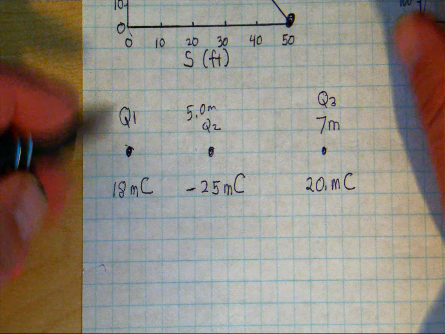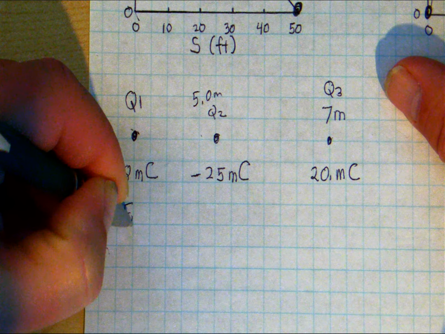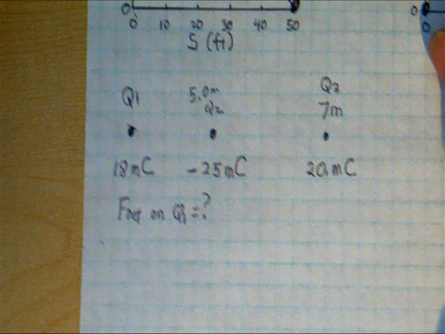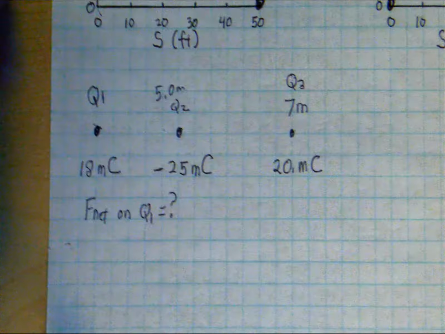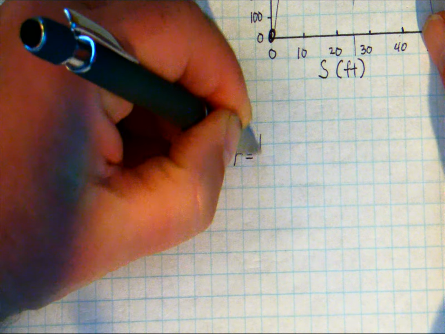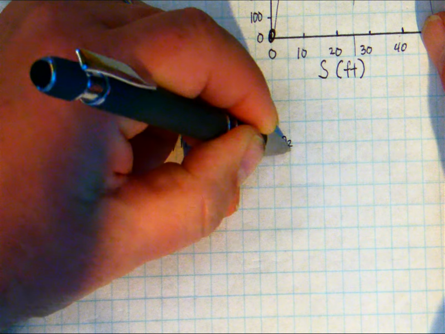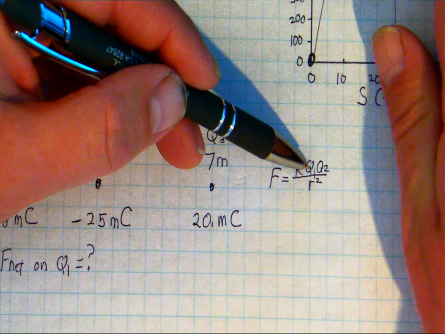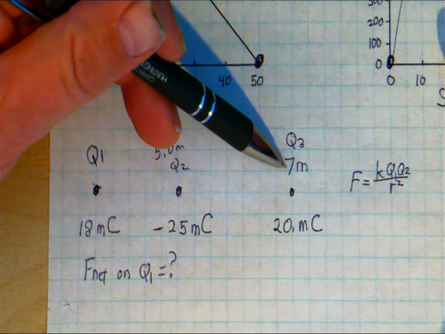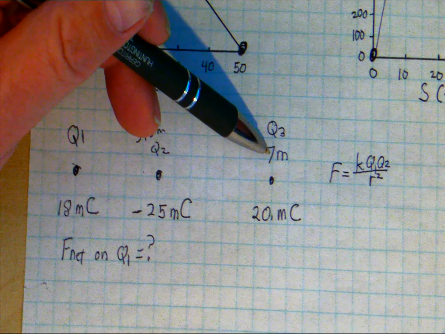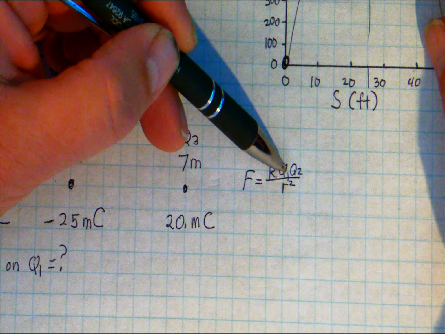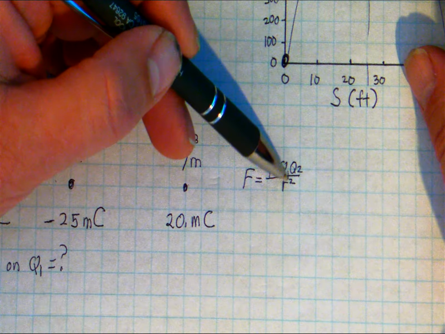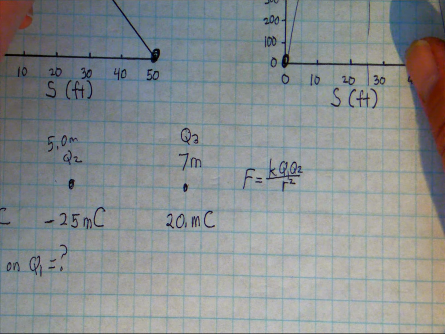So bear with me. The question becomes, what is the net force on Q1? To solve this problem, of course, we have to use Coulomb's law. F equals k Q1 Q2 divided by r squared. But this equation only has 2 charges in it, yet this problem has 3 charges in it. You might become foolishly tempted to just multiply Q1 times Q2 times Q3 and divide by, I don't know, average or something for r. That would be a wrong way of doing this.